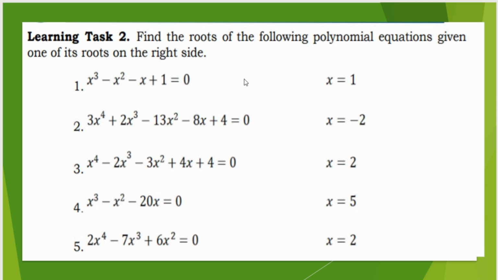Find the roots of the polynomial equations given one of its roots on the other side. So, you can use synthetic division, factor theorem, and rational root theorem, no?